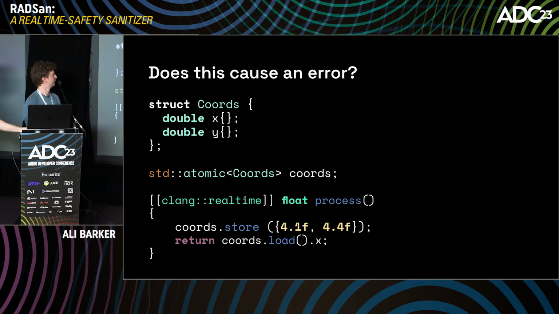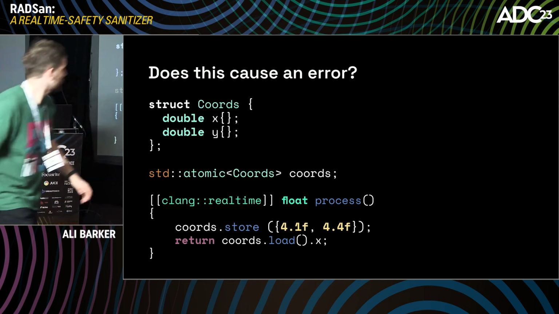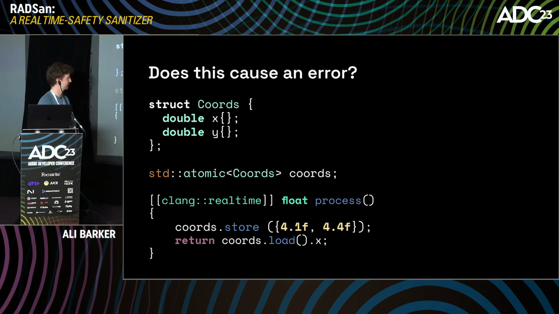So I'm going to do a little bit of audience participation here. I have, again, a very simple example. We have an atomic with a struct of 2 doubles. And inside our real-time function, we are storing and loading this atomic. Now, does this cause an error? The answer is very much dependent on the platform you're running on.